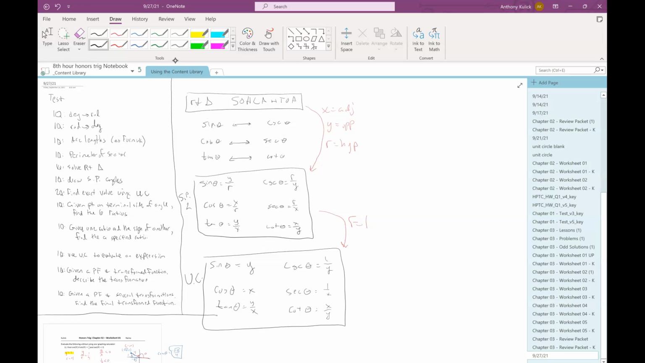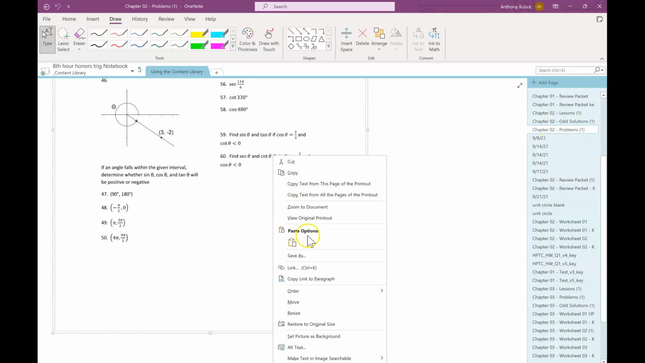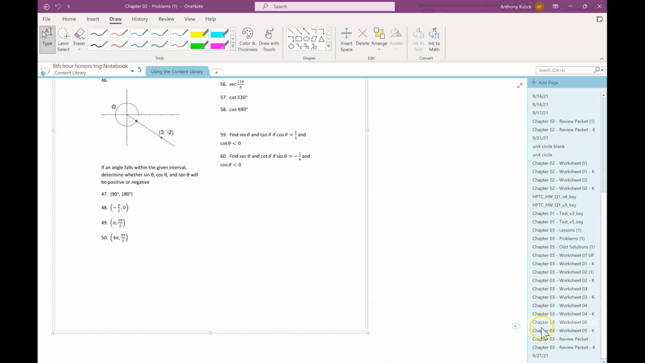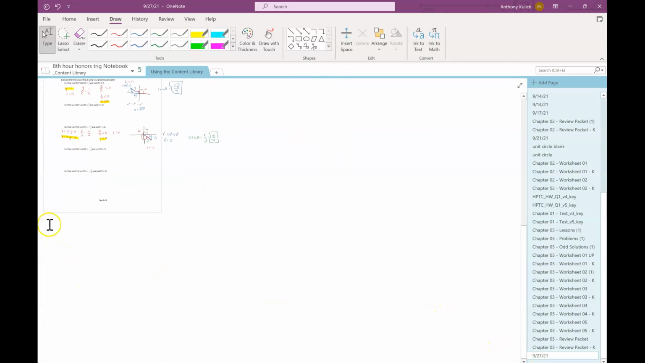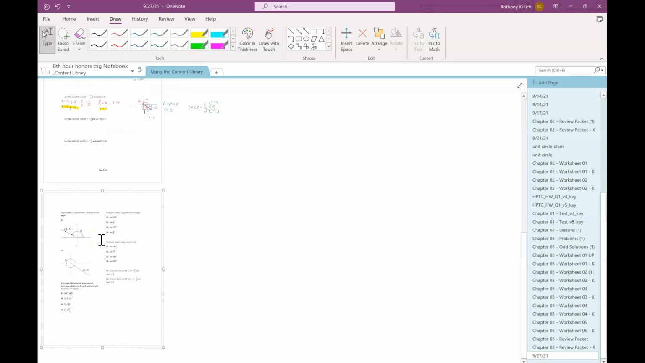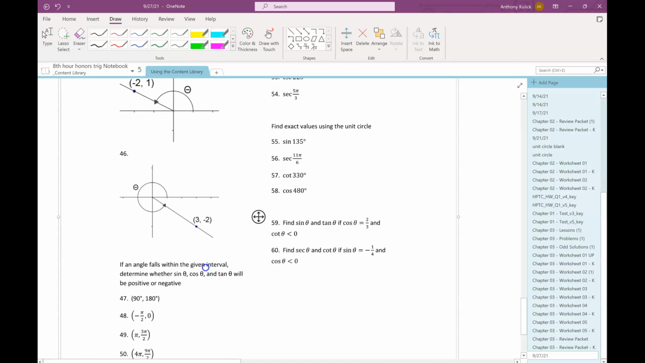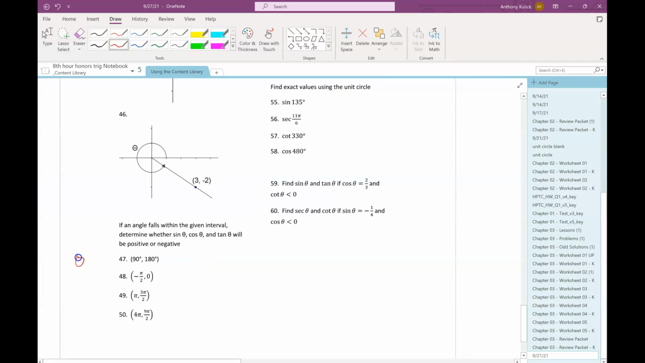Blake? Okay, so for questions 47 through 50 on the homework, I'm a bit confused on what you're asking. Are you asking whether they'll be positive or negative at 90 and 180 degrees? Nope. We're asking if an angle falls within the given interval, so we're saying theta is greater than 90 and less than 180. Okay, yeah. So it's in between. If you think about 0, 90, 180, we're talking about things in quadrant 2.